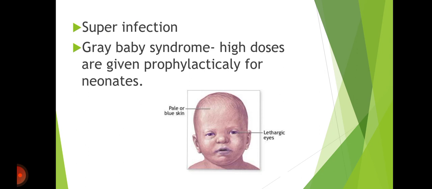Grey baby syndrome occurs when high doses are given prophylactically to neonates. Ashen-grey cyanosis develops, followed by cardiovascular collapse and death. It occurs because of the inability of the newborn to adequately metabolize and excrete chloramphenicol.